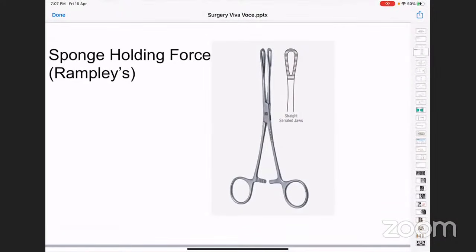It can also be used to hold other tissues. It can be used to hold the fundus of the gallbladder during a cholecystectomy. And it can also be used instead of an ovum forceps in some gynecological procedures. It is used to hold the lip of the cervix as well. So these are a few important uses of sponge holding forceps.